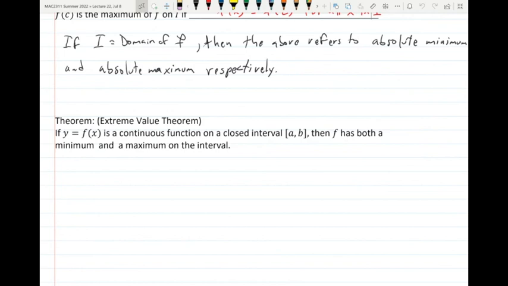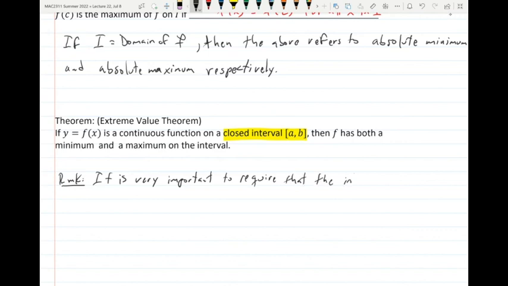And we're going to use this theorem to be able to find maximums and minimums of a function on a closed interval. Let me make a remark here, and the remark is that the fact that the interval has to be closed is very important. It's very important to require that the interval is closed. Otherwise, let me give you an example.